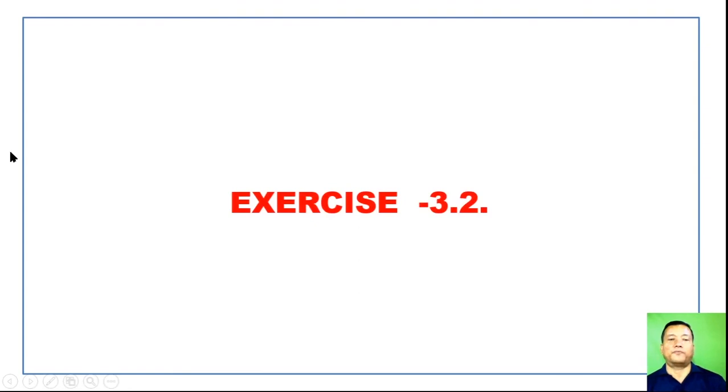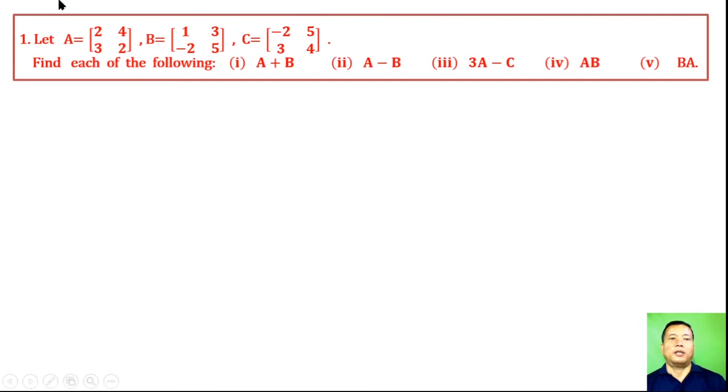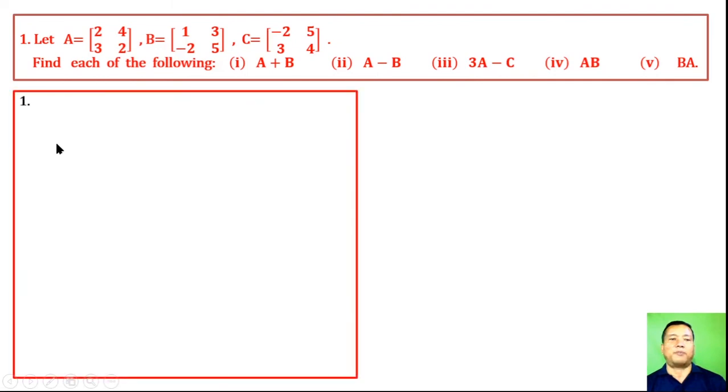Exercise 3.2. Let A equal to this, B matrix equal to this, C matrix equal to this. Find each of the following: A plus B, A minus B, 3A minus C, product AB, product BA. Let us find out.